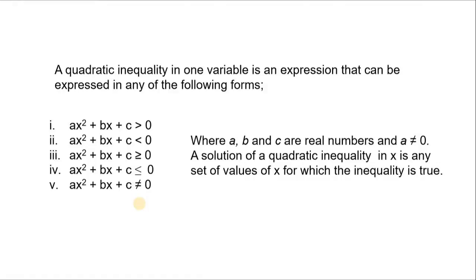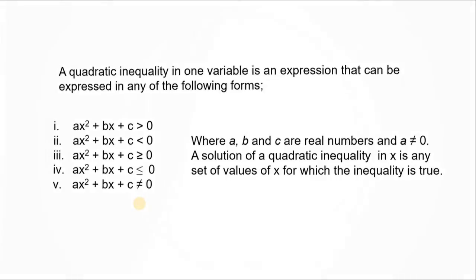Same with quadratic equation. So a solution of a quadratic inequality in x is any set of values of x for which the inequality is true. So yun yung pinagkaiba natin dun sa quadratic equation kasi yung quadratic equation natin meron lang dalawang solution. Okay, so here in a quadratic inequality, we have a set of values. So, it means pwedeng marami. Okay? A set of values of x for which the inequality is true. Okay?